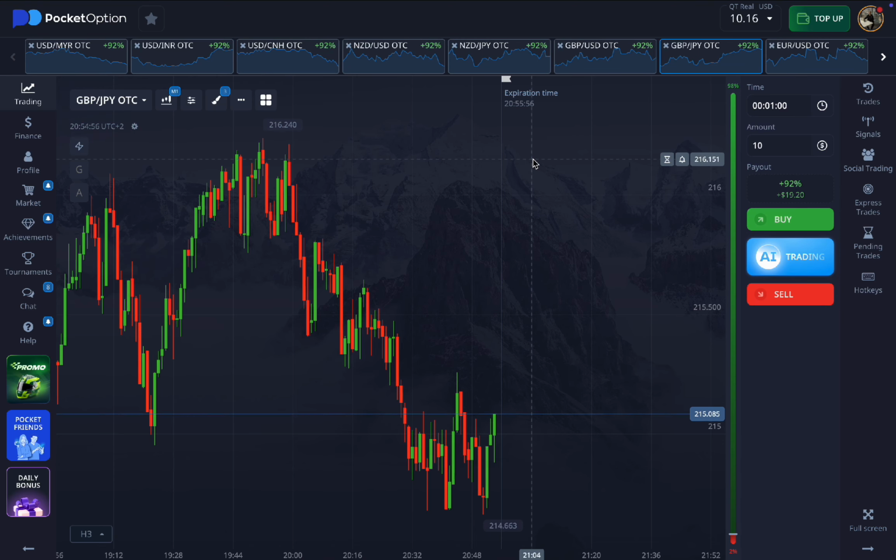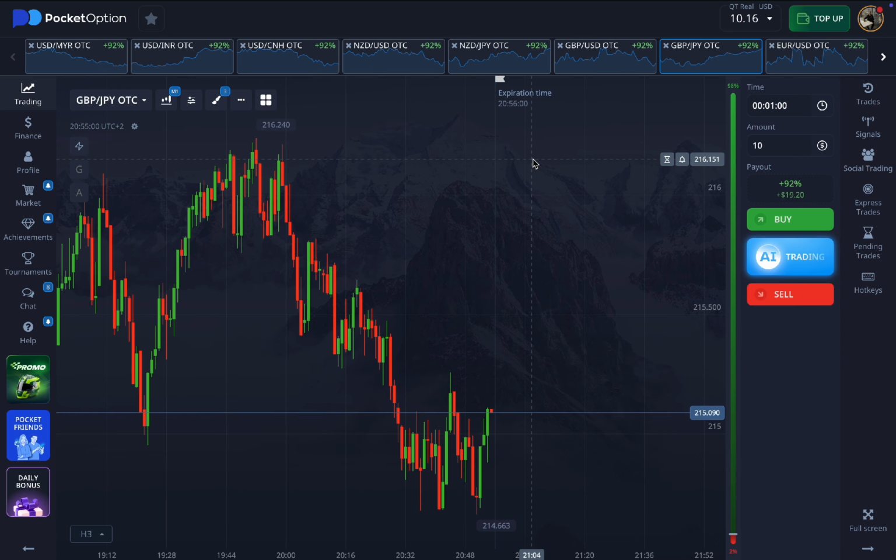Hello dear friends, in this video we are going to try to grow our deposit from $10 to $100. This is as simple as possible, working with a 1-minute strategy using the RSI indicator. So watch this video until the end. I will tell you how to trade using this strategy, how to set up the RSI indicator so that it gives the most accurate signals, and whether it is possible to grow a deposit from $10 to $100.